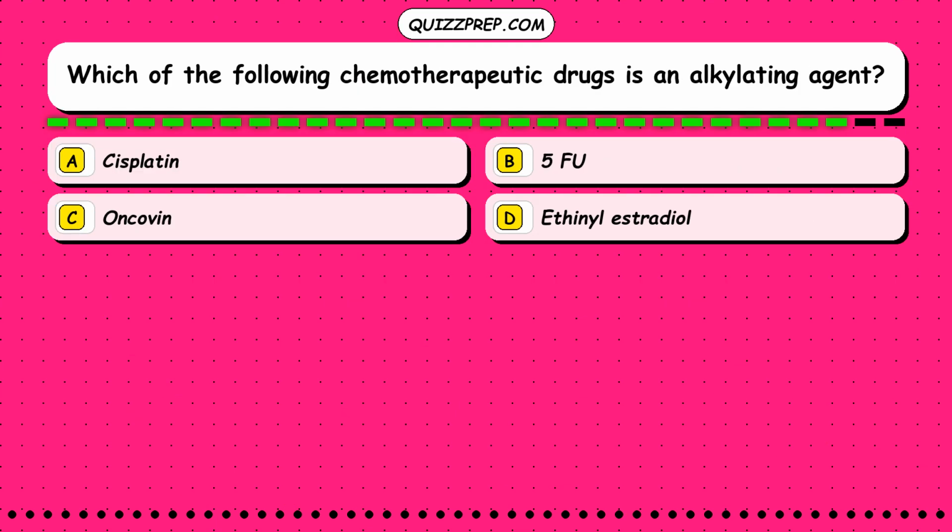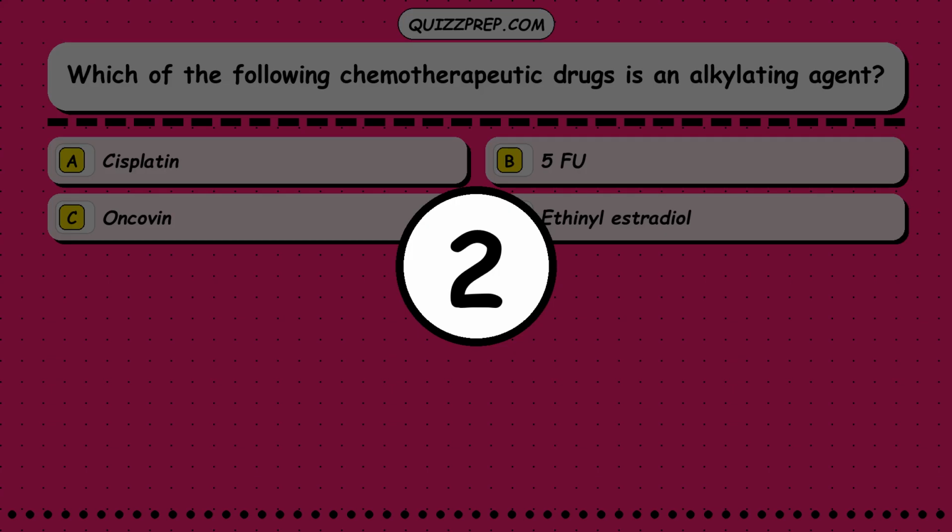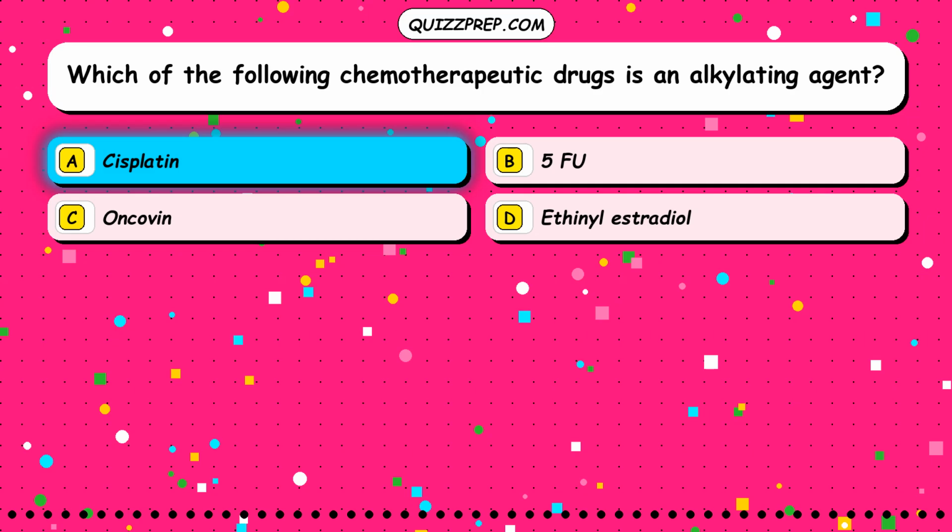Question 192. Which of the following chemotherapeutic drugs is an alkylating agent? Option A, cisplatin. Option B, 5-FU. Option C, oncovin. Option D, ethinyl estradiol. The correct answer is option A, cisplatin.